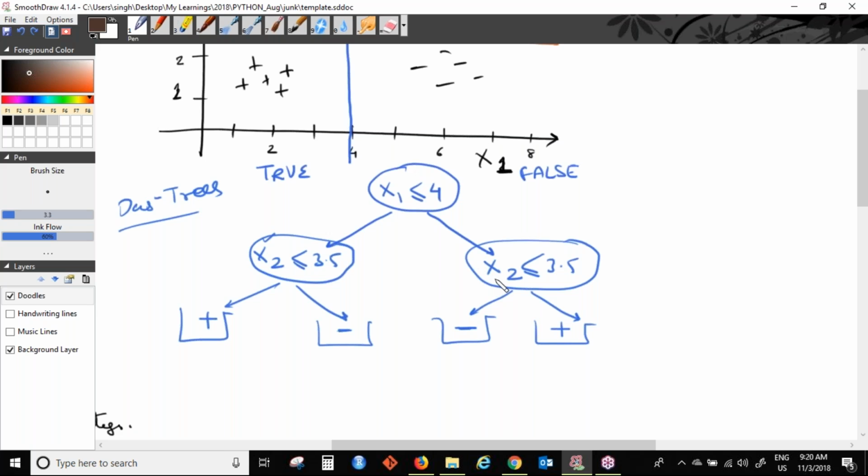Shinoj, are you asking something? x2 is less than equal to 3.5. Is that a question? Which both are the same condition? I didn't get the question. Can you write it in one paragraph?